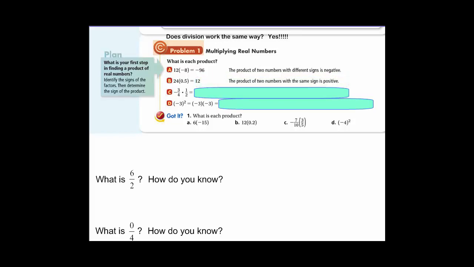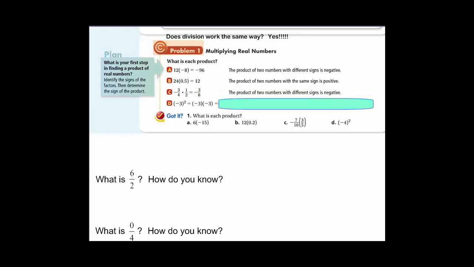In part C, we're multiplying two fractions. Now, you may have forgotten how that works, but basically you multiply straight across the top, and you multiply straight across the bottom. So the numerator of the answer would be 3, and the denominator would be 8. And then we just have to decide, is this going to be a positive answer or a negative? Since they have different signs, the answer will be negative. So we should get negative 3/8.